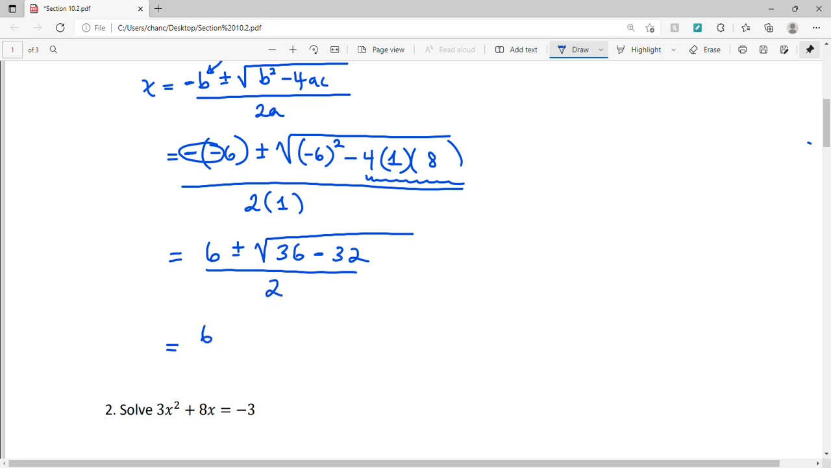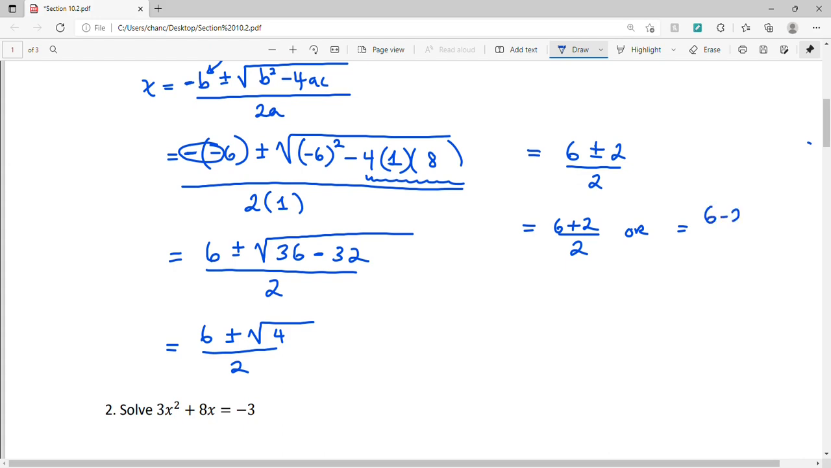Let's continue simplifying the radical now. I know 36 minus 32, that's a positive 4. And we can divide that by 2. We're almost done. The square root of 4 is 2. So we have 6 plus or minus the 2 from the square root of 4, and we'll divide that by 2. Now, 6 plus 2 divided by 2 is one solution, and the other solution is 6 minus 2 divided by 2.